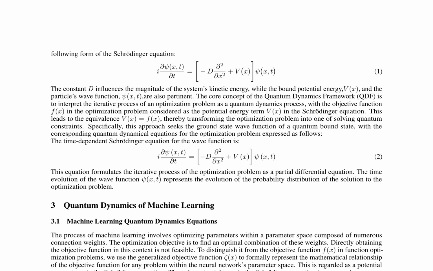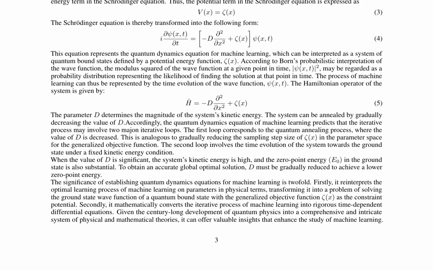In the context of machine learning, the QDF represents the optimization objective as a potential energy term in the Schrödinger equation. The generalized objective function ζ(x) is introduced to formally represent the mathematical relationship of the objective function within the neural network's parameter space. This leads to the quantum dynamics equation for machine learning, given by i ∂ψ(x,t)/∂t = −D² ∂²/∂x² ψ(x,t) + ζ(x)ψ(x,t), which can be interpreted as a system of quantum-bound states defined by a potential energy function ζ(x).